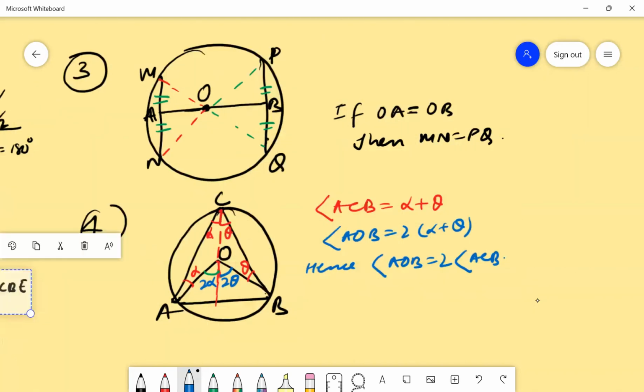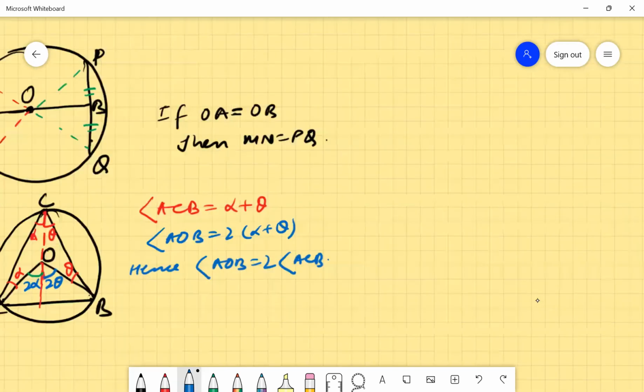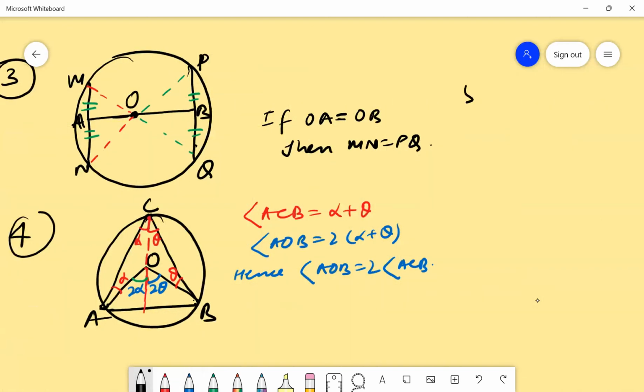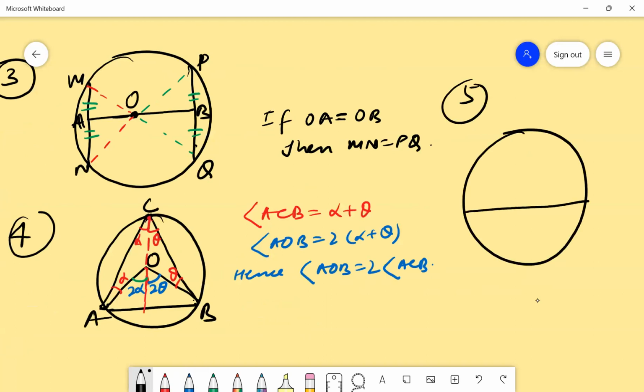And in this way, you can easily prove the fifth one, angle made in a semicircle is 90 degrees. Why? This diameter is also a chord. So if this angle is 180 degrees, this angle must be 90 degrees, where AB is diameter.